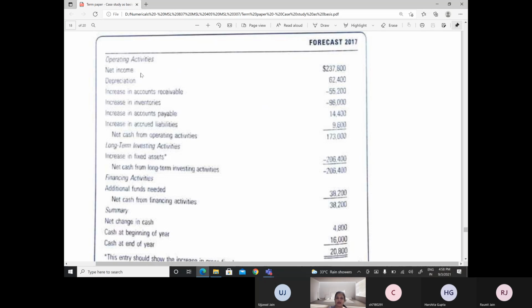We start with net income. We add back depreciation. We add increase in accounts receivables. There has been no increase, there's been a decrease, so we subtract that. Any increase in inventories, again, that is not there, so we subtract that. Increase in accounts payables, any kind of liability that has increased, we are going to add that. Increase in accrued liabilities, we again add that because this is giving a source of cash. So net cash from operating activities becomes 173,000.